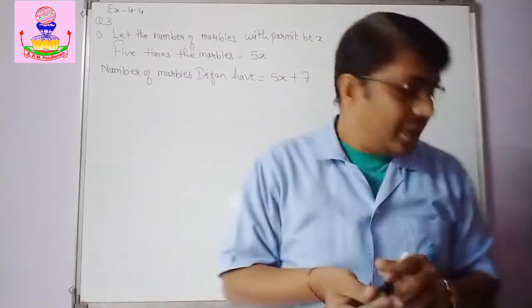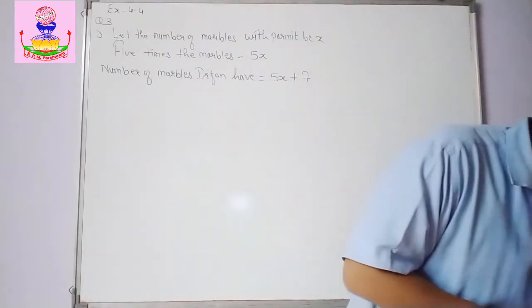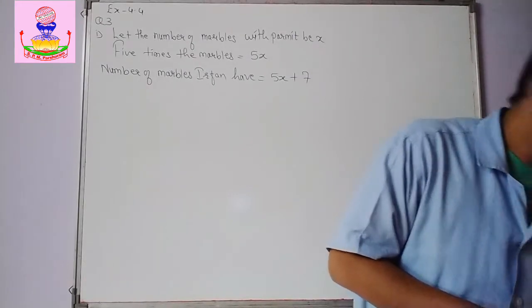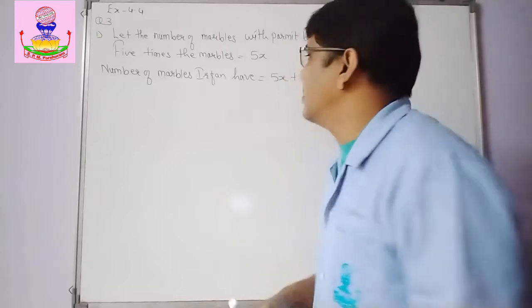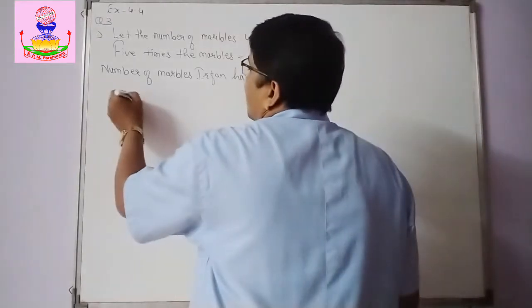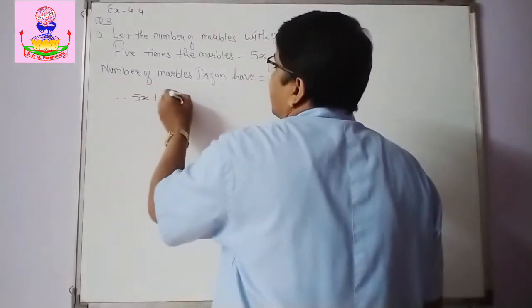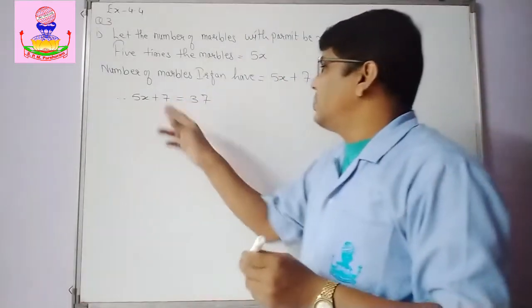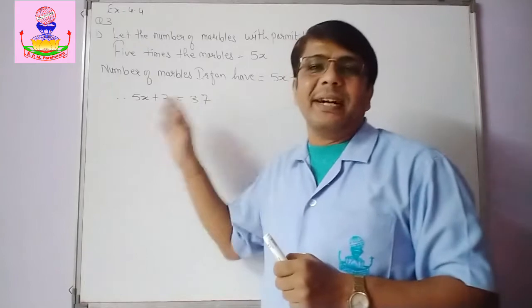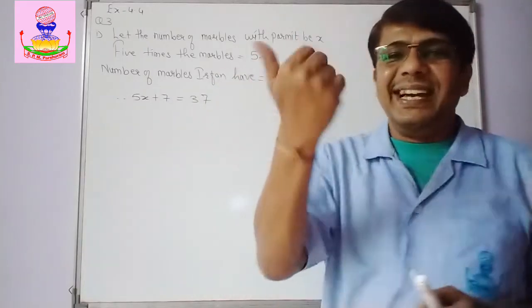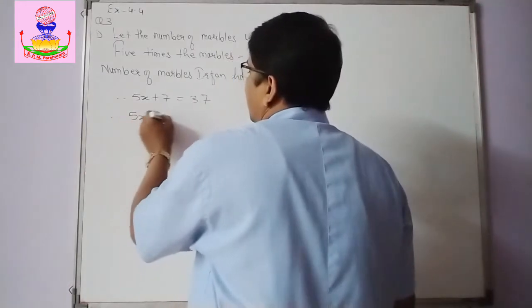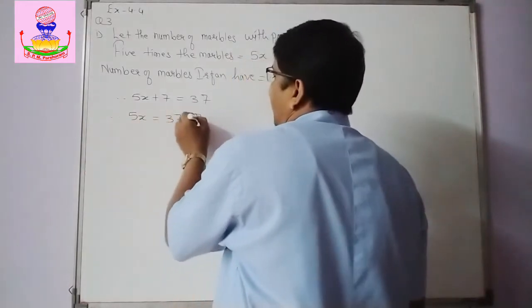Now, this number is given. How much is it? Oh yes, exactly. It is 37. He has got 37 marbles. So therefore, 5x plus 7 is equal to 37. Now bring this plus 7 to this side. When it comes to this side, it will become minus. So 5x is equal to 37 minus 7.